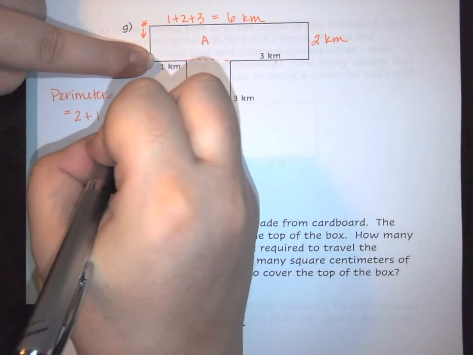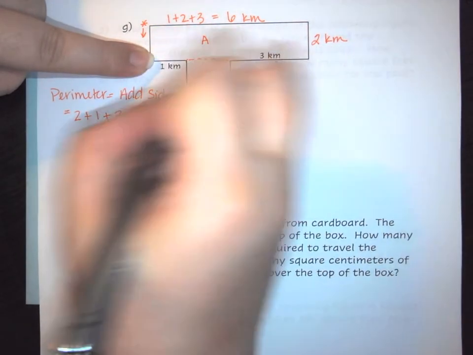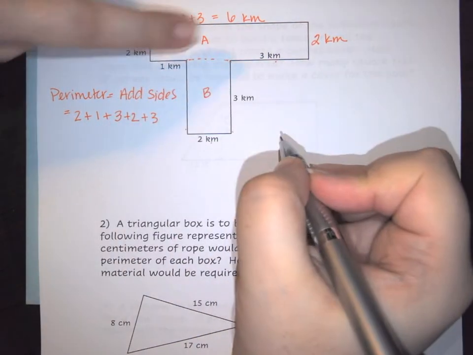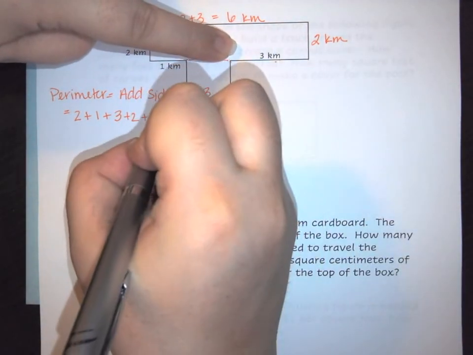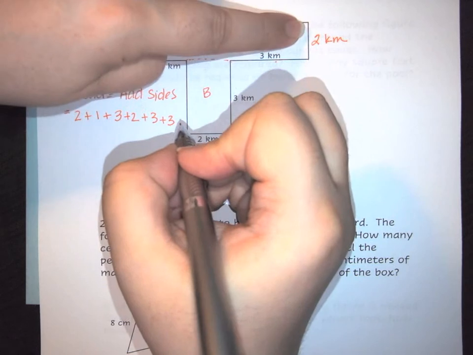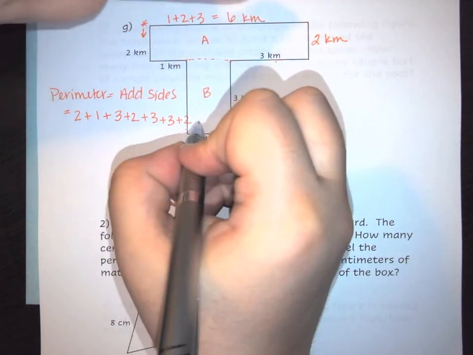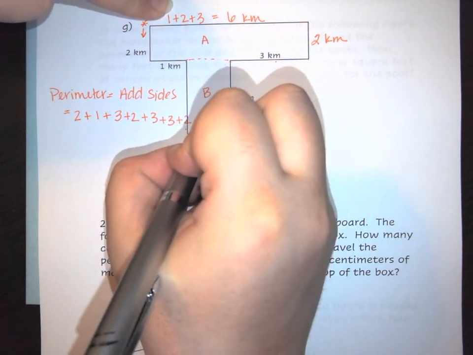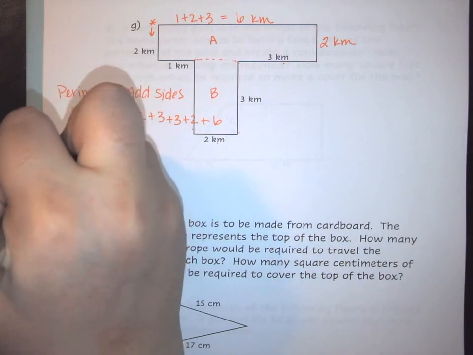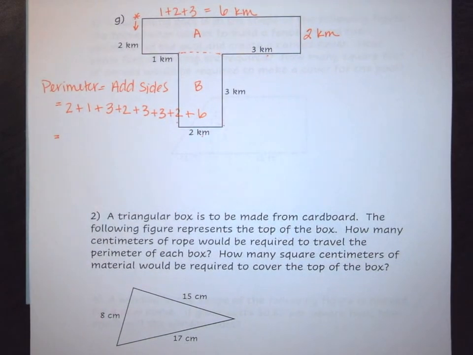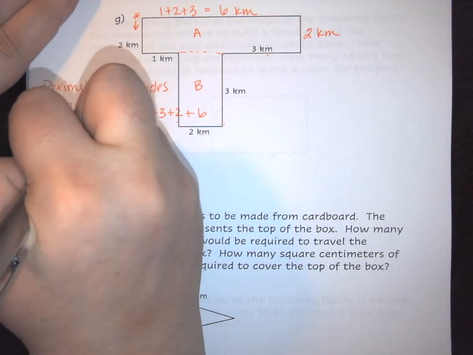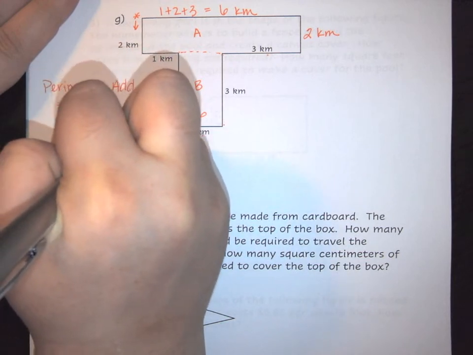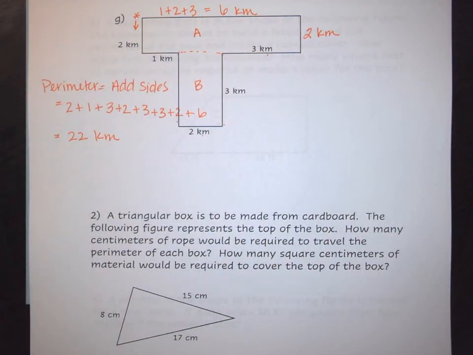Walk across the bottom is plus 2. Again, up the side is plus 3. Up this bottom is plus 3, the little side here plus 2, and finally across the top plus 6. So we need to add up all of those together. So this is going to give you 22 kilometers as your perimeter.